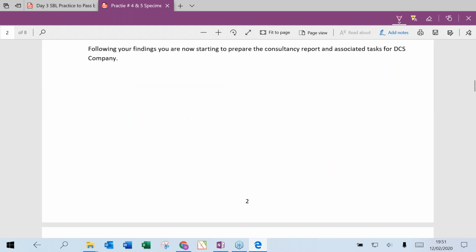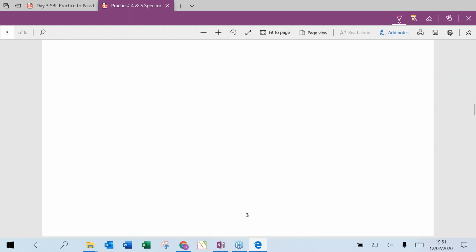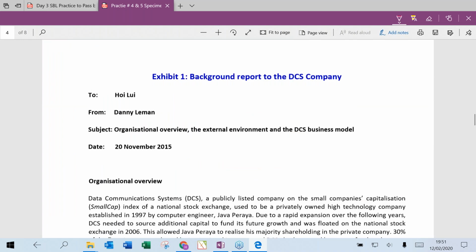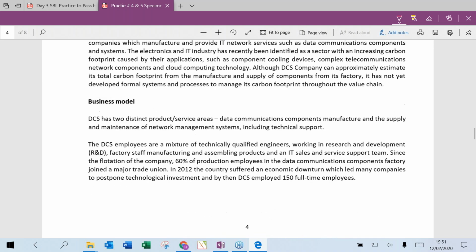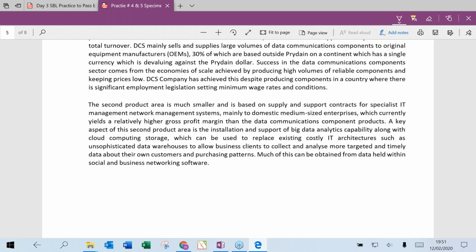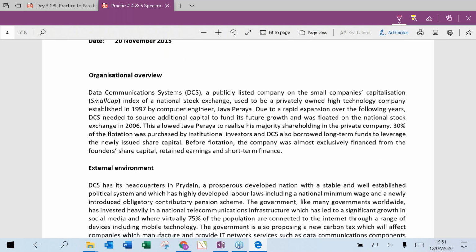So which exhibit was this one? It talked about the integrated report. Okay, so I wanted to read exhibit 1, the background report of DCS, external environment, business model, but it's pretty lengthy and most of the information pertains to Porter's 5 forces. But just read the organizational overview, just one paragraph, to get an idea.